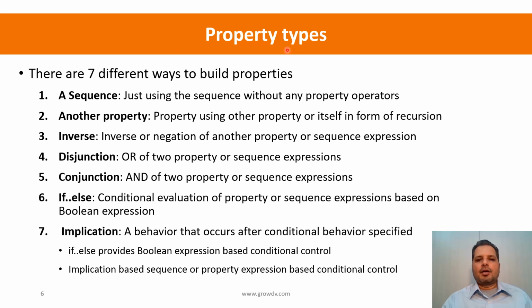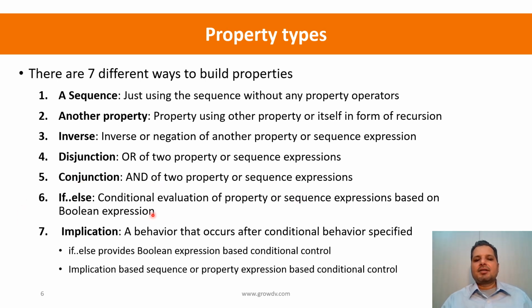There are 7 different property types, or we can say property patterns. The first one is a sequence, in which you just use a sequence without any property operators, without any implication or anything. You just use the sequence directly within the property. That is your first pattern. Second is another property: either you build a new property using the properties that you have already defined, or you use recursion. So that's called another property. Inverse is essentially a negation, inverting a property or a sequence that already exists. There is a disjunction, which is the or of two property or sequence expressions. Conjunction, which is the and of two property or sequence expressions.